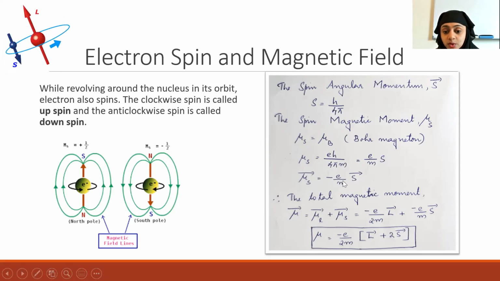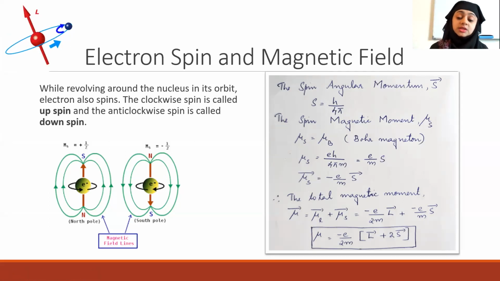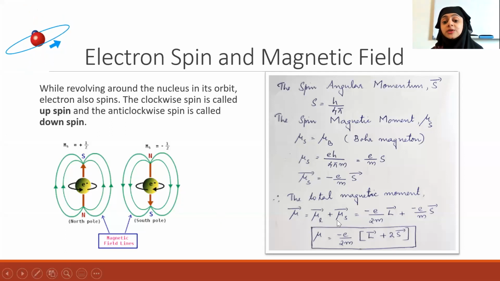Yes, teacher. Okay. So we found two magnetic moments. One is due to the orbital motion. Another one is due to the spin motion. So the total magnetic moment of the electron is the sum of that due to the orbital motion and due to the spin motion. So you will get that as equal to minus e by 2m into L minus e by m into S. You just have to add them together.